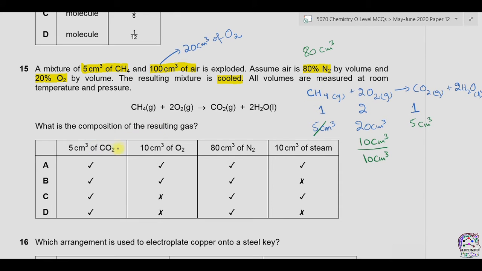So in the resulting gas we have 5 cm³ of carbon dioxide, 10 cm³ of oxygen, and 80 cm³ of nitrogen because it is unreacted, and water is in liquid form, so there is no volume of water. So the correct option is B.